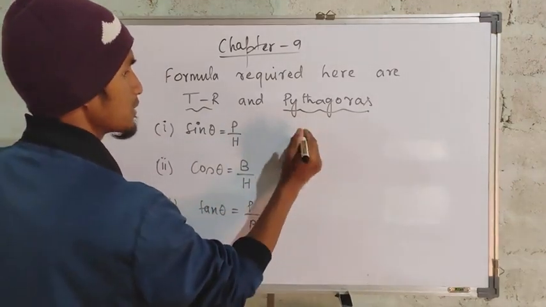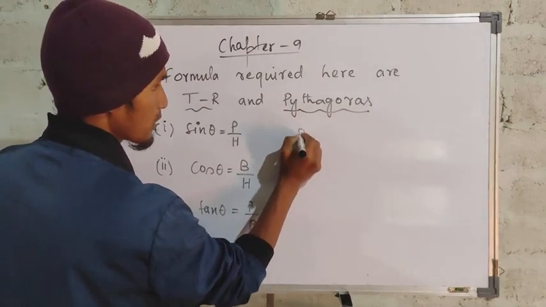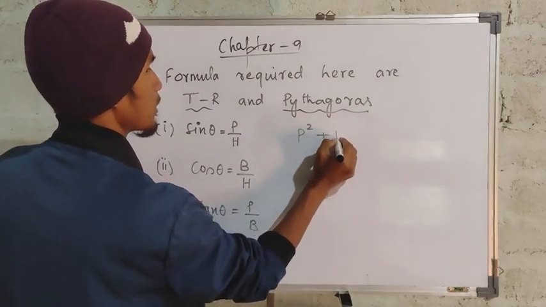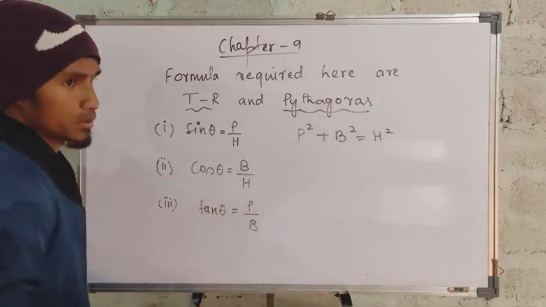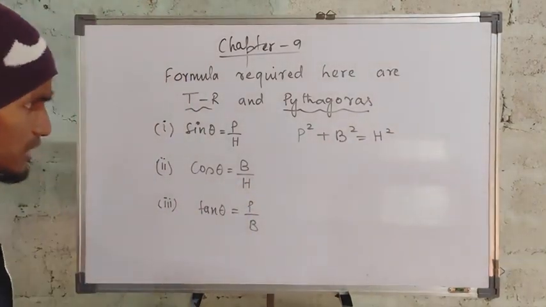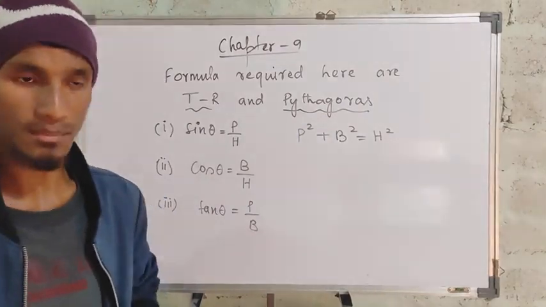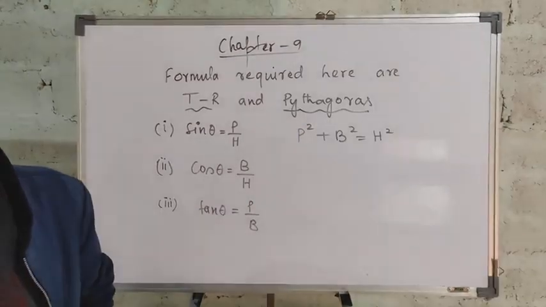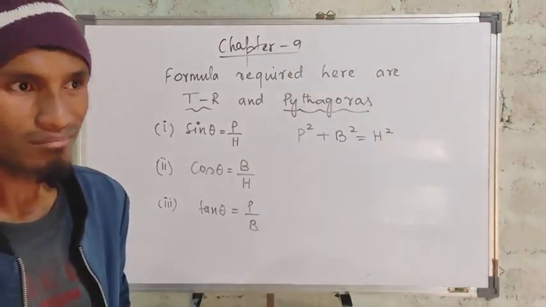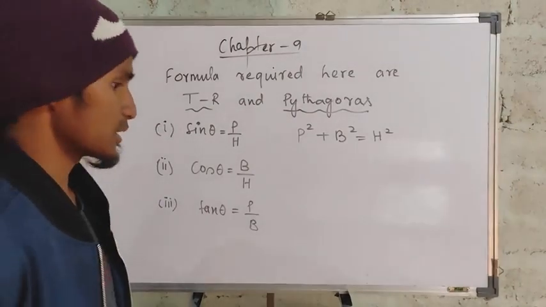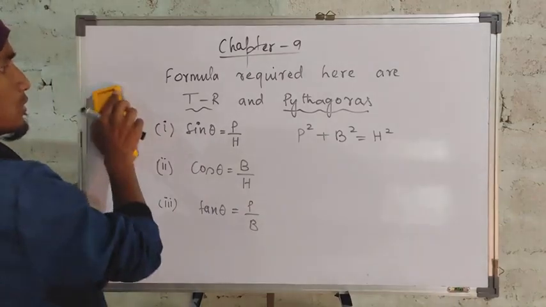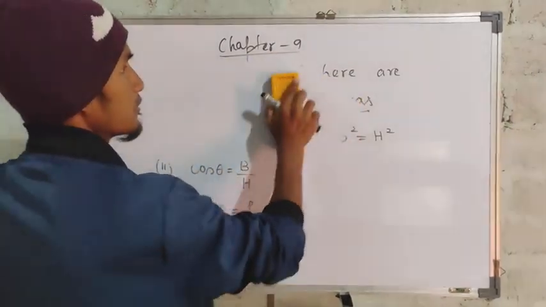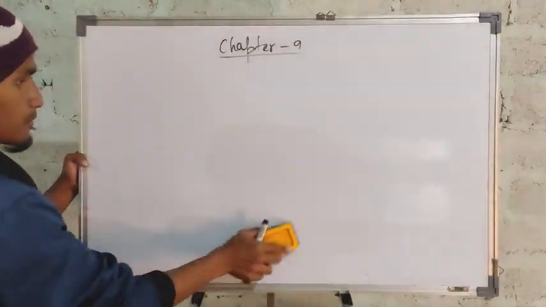Then Pythagoras, maybe everyone knows the formula: perpendicular square plus base square is equal to hypotenuse square. These 4 formulas are used in this chapter. Before we move on, let's talk about some definitions related to this chapter. This is a basic application of trigonometry. Remember these formulas, because we'll use them when we solve problems.